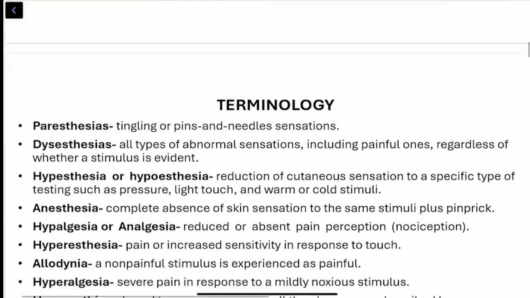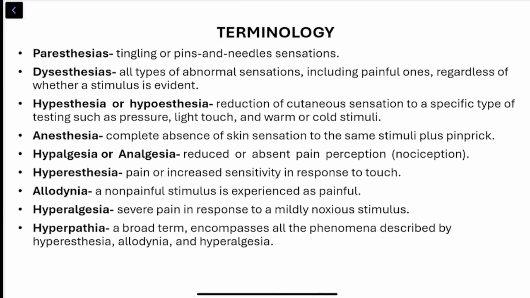Coming on to the next slide, it is basically about the terminology. There are a few terms which we use when we examine a patient of neurology or a patient of sensory loss, right? First is paraesthesia. Paraesthesia means tingling or pins and needle sensations. It is not a normal sensation, it is a paranormal sensation. It is not aesthesia, it is paresthesia, something related to aesthesia but not a typical sensation. It is tingling, pins and needle sensation.